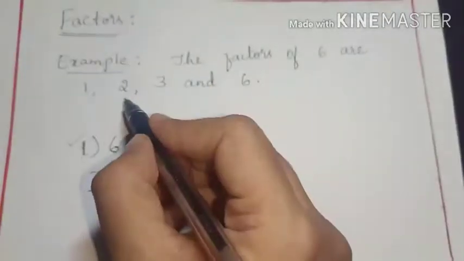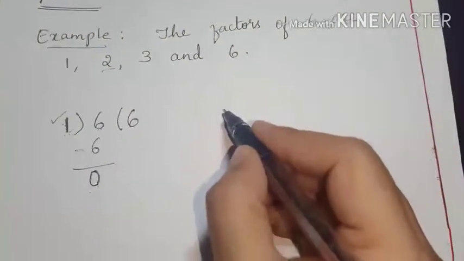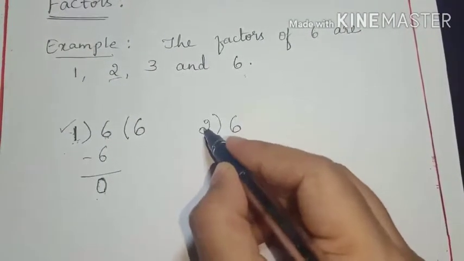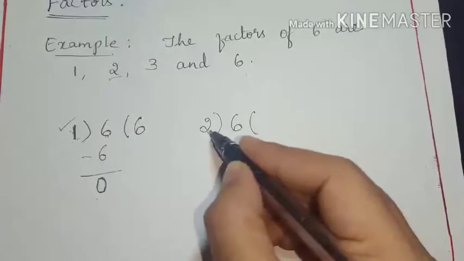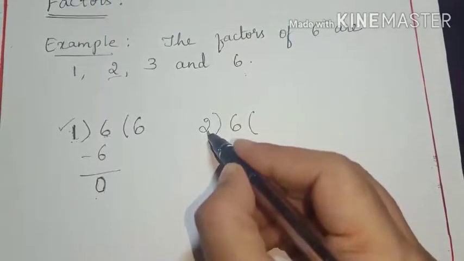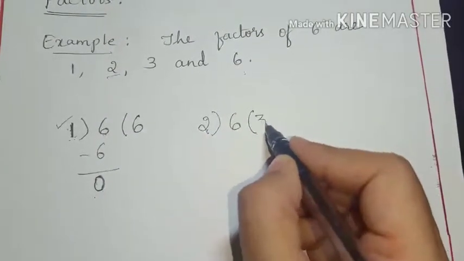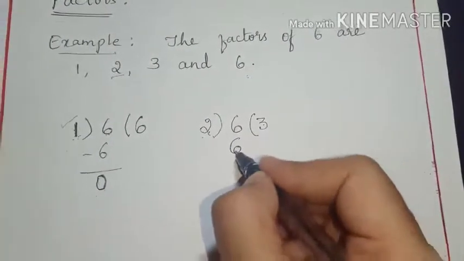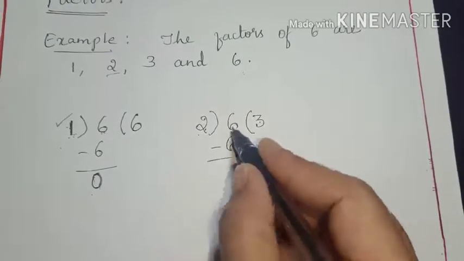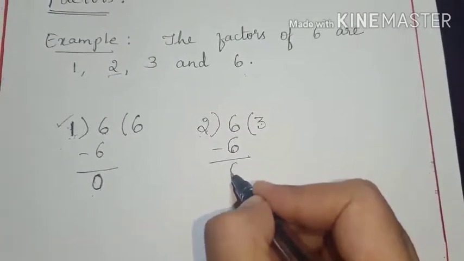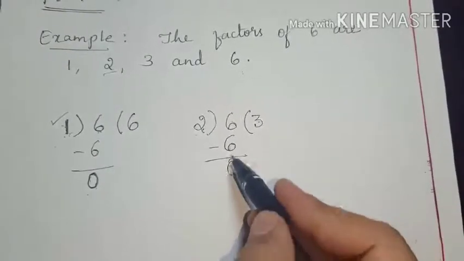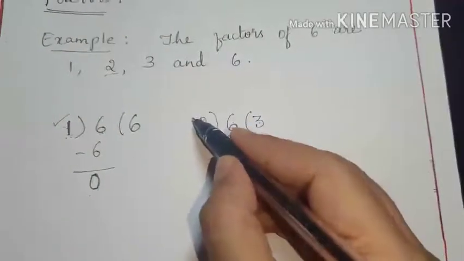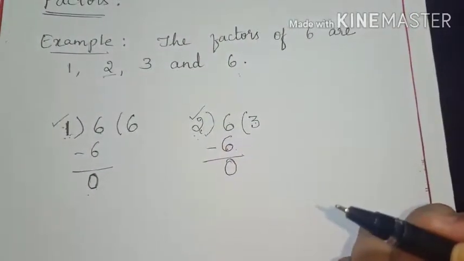Similarly, let us check with 2. The dividend here is the same 6 and the divisor we are taking is 2. So 2 1s are 2, 2 2s are 4, 2 3s are 6. When you subtract, the answer is 6 minus 6, 0. Hence, 2 divides exactly. Hence, 2 is also the factor of 6.